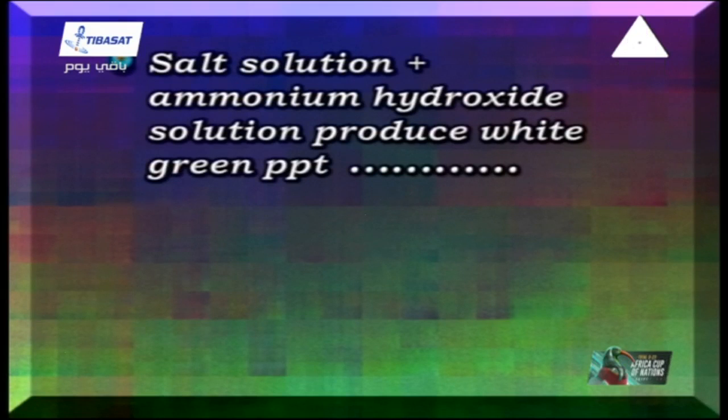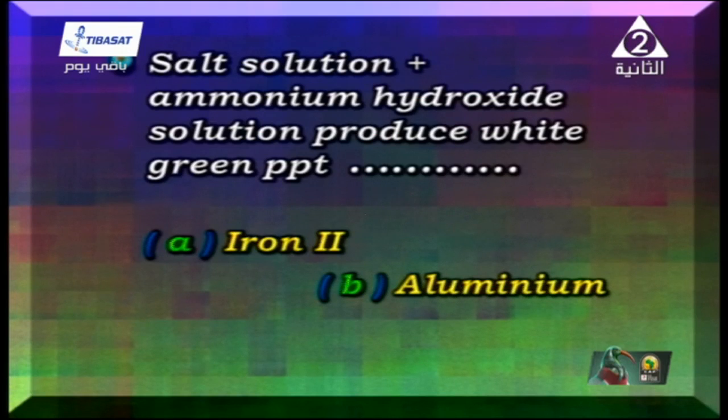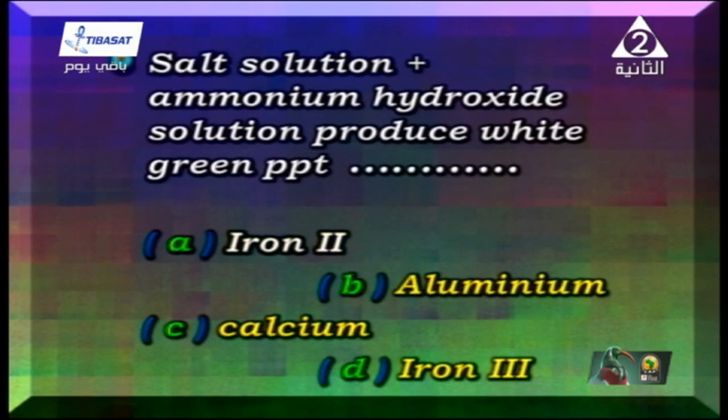Next point, salt solution plus ammonium hydroxide solution produces a white green precipitate. Is it iron 2 or aluminum or calcium or iron 3? If you think about it, yes, the answer will be iron 2 hydroxide, which is a white green precipitate.